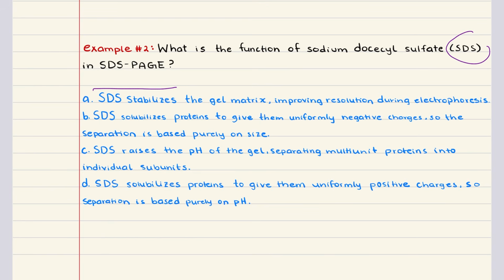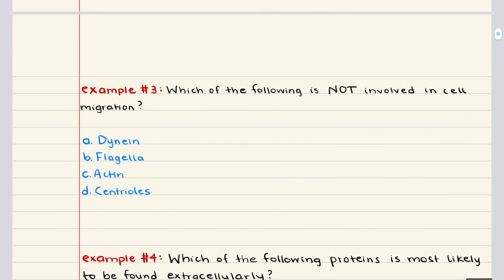But more importantly, SDS coats the protein with a uniform negative charge. So no matter what the protein's original charge was, after SDS treatment, every protein behaves like a long, negatively charged rod. That makes the separation dependent only on size, not charge, not shape, just how big the protein is. So with that information, it becomes obvious that the correct answer for problem 2 is B. Let's move on to problem 3.